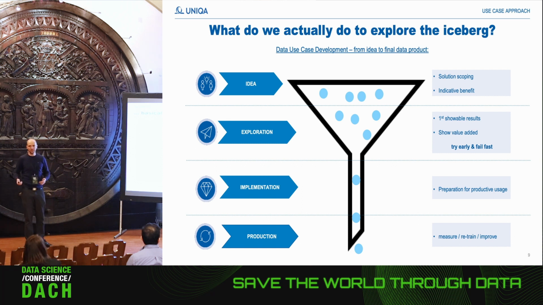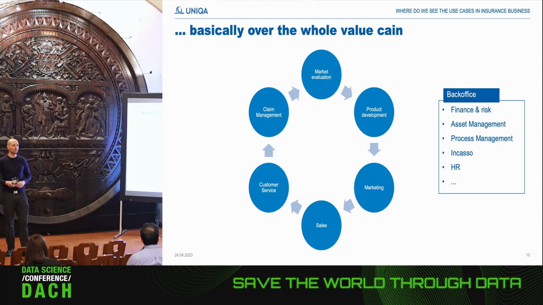Basically, where are the use cases in the insurance business? The easy statement here really is they are all over the value chain of insurance. Basically, you can find them everywhere. And from my point of view, this is really my main motivation for why I'm doing this job, because you have these applications all over.